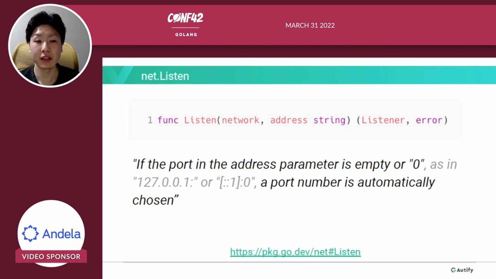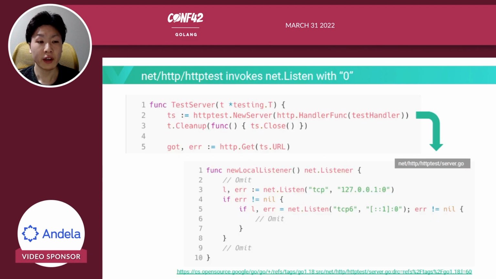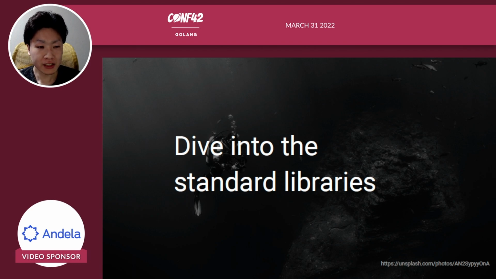Some standard libraries invoke the listen function in this way. For example, we can use the httptest library to start our server for testing, but internally, the NewServer function calls the net.Listen function. Specifically, newLocalListener, an unexported function in the httptest library, invokes the net.Listen function with the port 0. It's an excellent and easy interface for us so that you can use this capability easily.